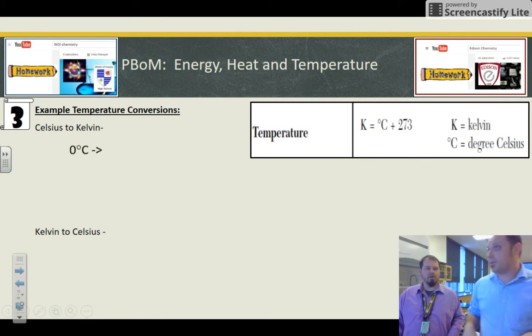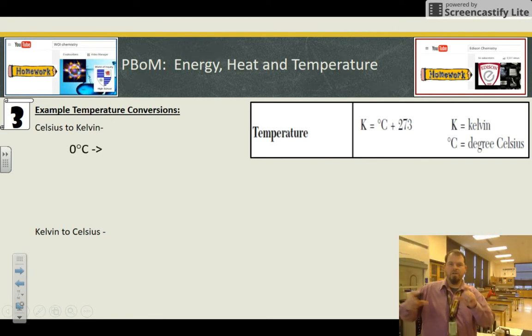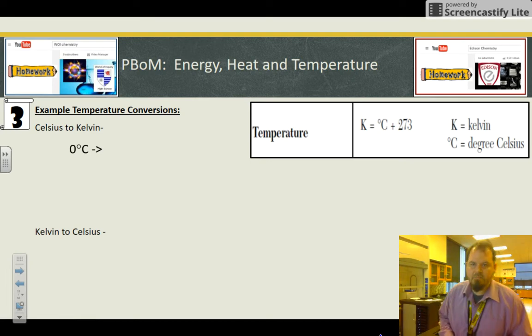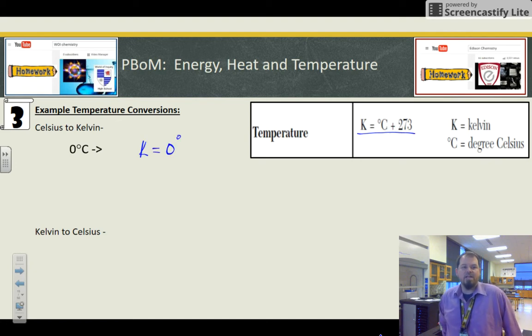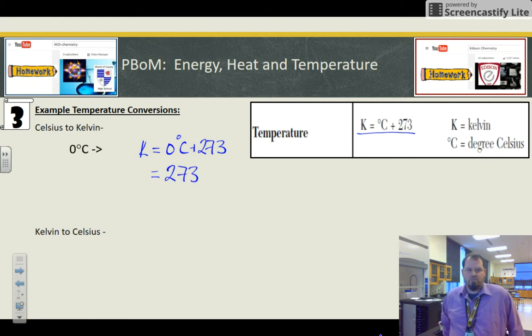Okay, so we got to do some of these. I'll get the pencil right up. So this is a clip right off of Table T. So I got this equation: K equals Celsius plus 273. So we're just gonna plug and chug. If I get 0 degrees Celsius, plug it in. You add 273, and 0 plus 273 is 273. There it is.